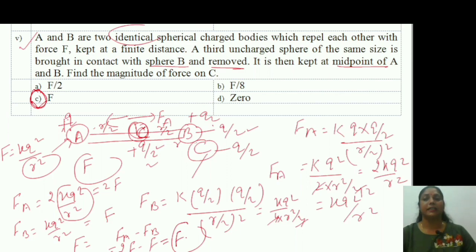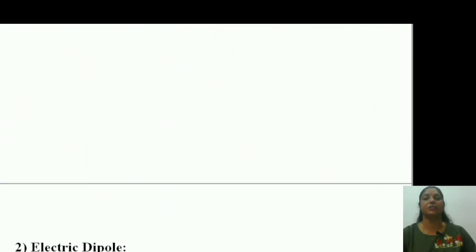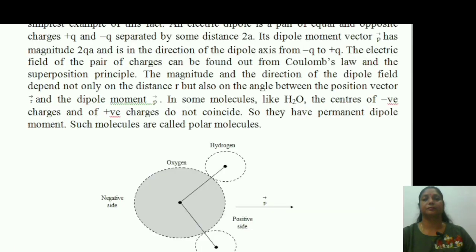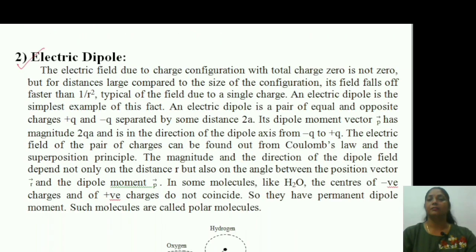Now the second case based question is based on electric dipole. The paragraph is based on electric dipole. Now you already know about electric dipole, but still you have to read each line very carefully. The electric field due to a charge configuration with total charge 0 is not 0. But for distances large compared to the size of the configuration, its field falls off faster than 1 by r square.